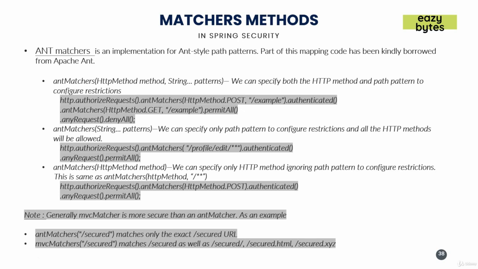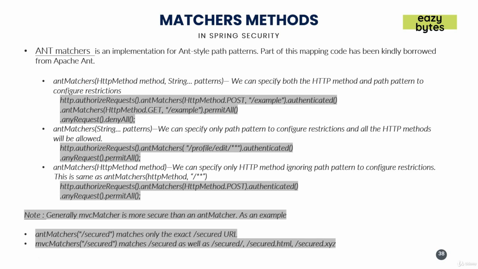So they both look very similar, Ant matchers and MVC matchers, but why do we need two different matchers when they are so similar? As we discussed, MVC matchers use Spring MVC path patterns, whereas Ant matchers is an implementation of Ant-style path patterns. It is borrowed from Apache Ant, but the primary difference is that MVC matcher is more secure than Ant matcher. Ant matcher will blindly look for the exact path that you define, whereas MVC matcher will consider all other possible ways of accessing that path.